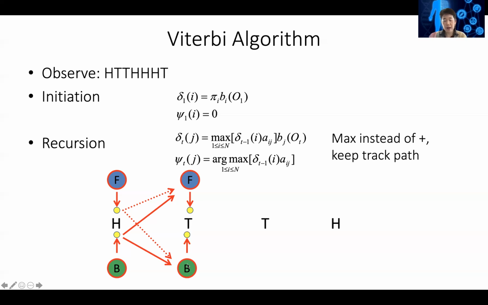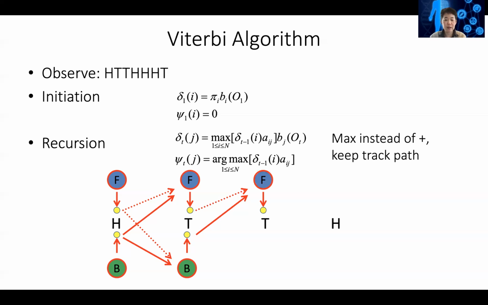We do this at every step. Next one, again, we inherit this number multiplied by the transition probability and compare with the case where the previous coin is a bias coin, multiplied by its transition probability. We make a comparison. Basically at every step, instead of summing them up, we always pick the winner.